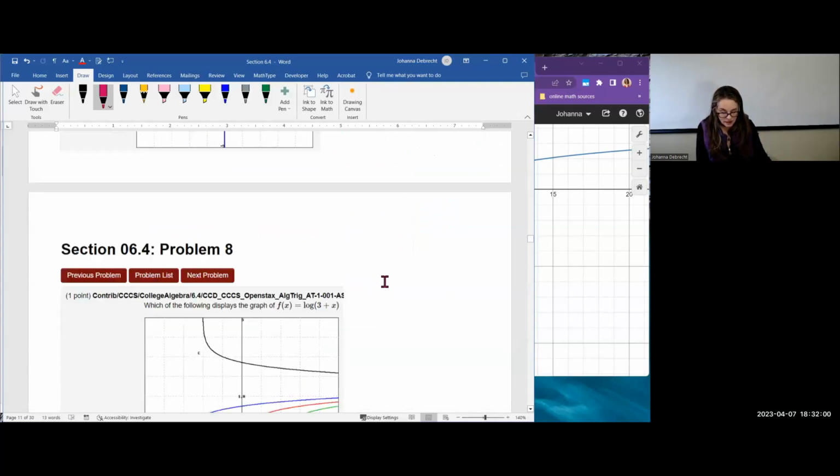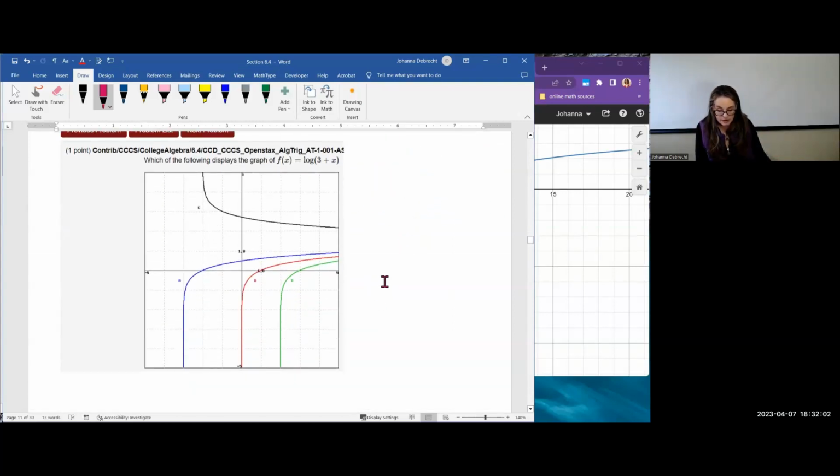Right? Let's take a look at this graph. This is log, base has to be 10, of 3 plus x. Now it's written that way, but again, because it is addition on the inside and addition is commutative, I can always write it as x plus 3, which just makes me a little bit happier. And this is the equation for y. So again, I'm looking at this.